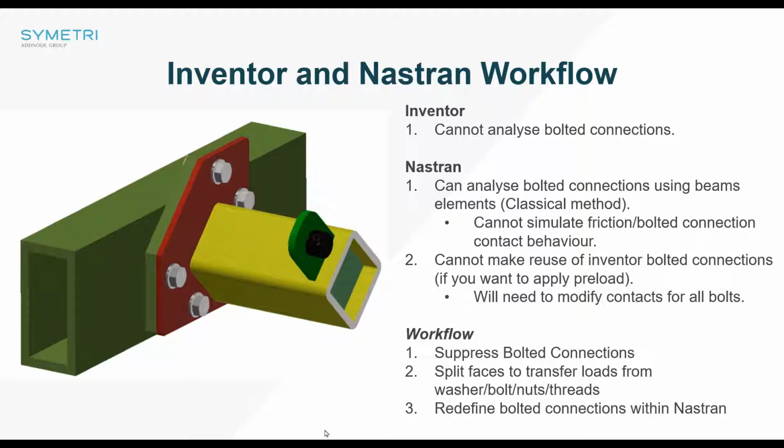So the workflow typically involved in Inventor Nastran is that we have to suppress the bolted connections, and then the most tedious part of it is that we need to go and split faces to represent where the bolt heads or the washers are actually going to be, the size of the washers, so that the load can be spread. And that is the most time-consuming process, in my opinion. And then we're going to redefine the bolted connection within Nastran. So that is the brief workflow which we'll go through in Inventor.